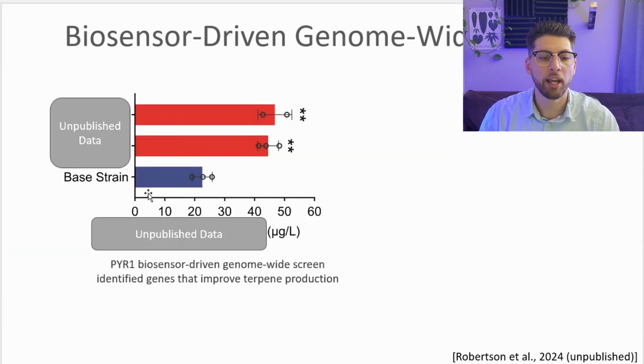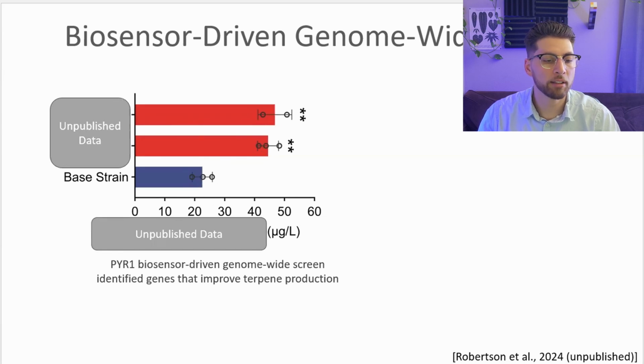We did this, and we found that the top two hits that we got, knocking those genes out, doubled the production of terpene. And so this is the base strain here. By knocking out these two different genes, we doubled the production of our terpene here.